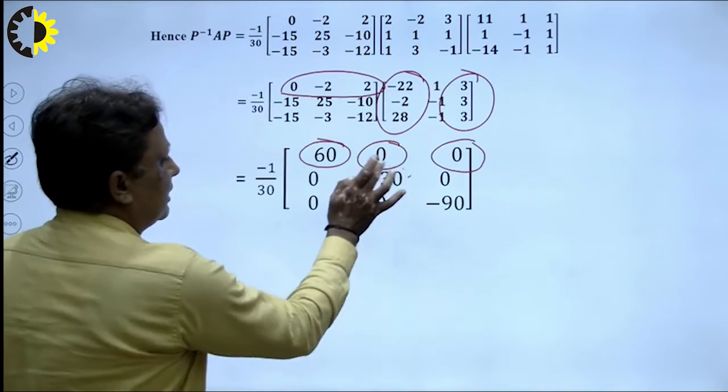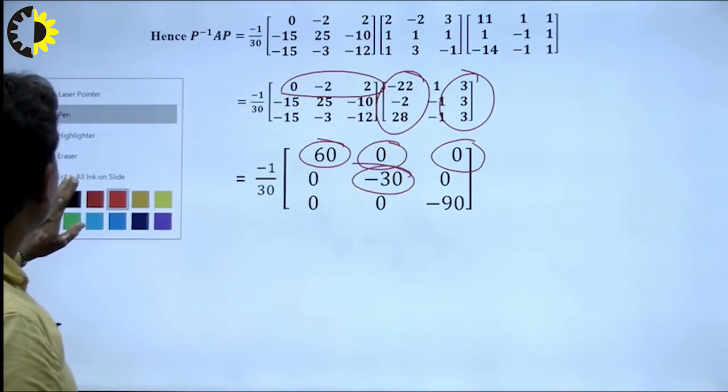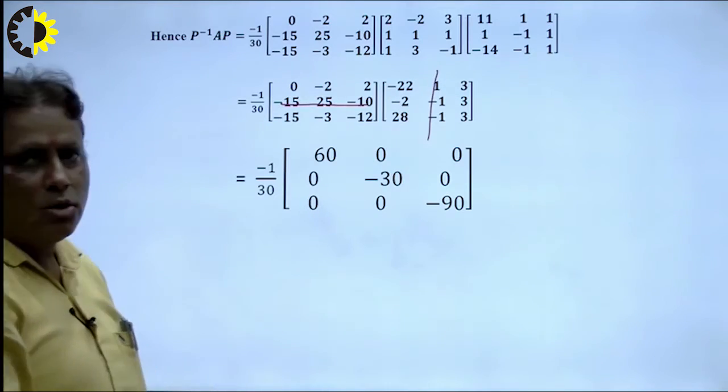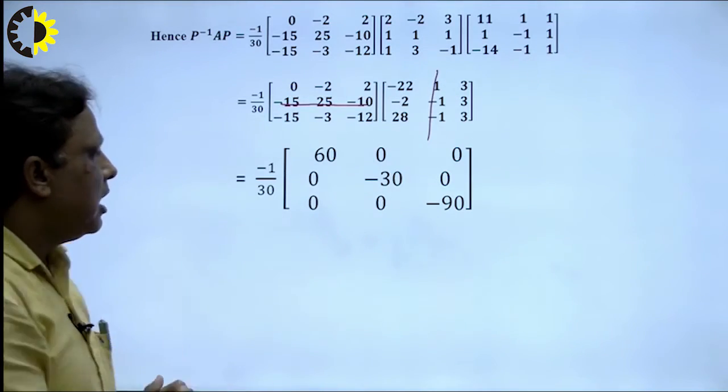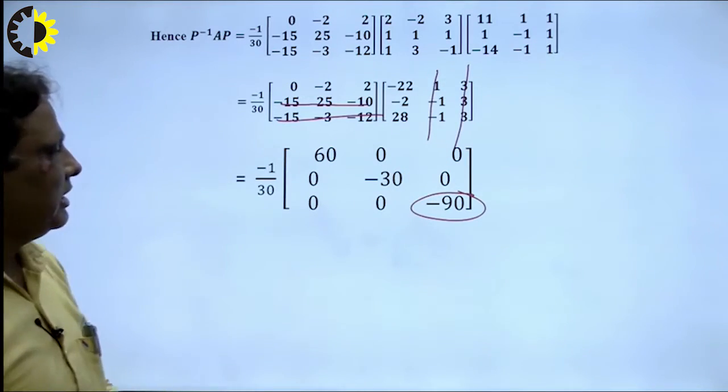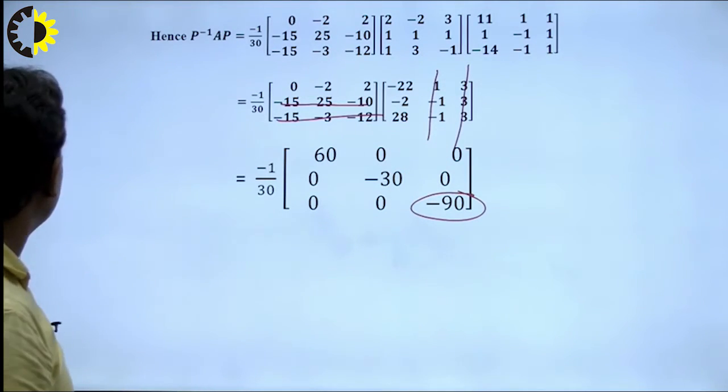Suppose I want to calculate this result. So how to calculate it? That means second row multiplied by second column. So the result will be minus 30. How did we get this? Third row multiplied by third column. So the result will be minus 30 divided by 30.